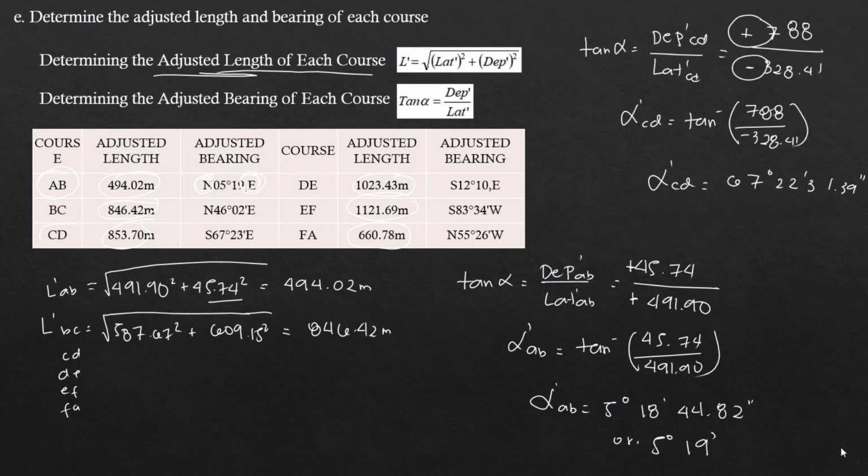So, meron tayong south, 65 degree, 23 minutes east. So, round na natin to ng 23 minutes. So, ito siya. Ayan. So, nakuha natin. Ganon din yung gawin nyo dito sa DE, EF, FA. So, try nyo na lang. Okay, so ganon lang yun. After makuha niyan, okay na. Pwede nang mag-close yung traverse natin.